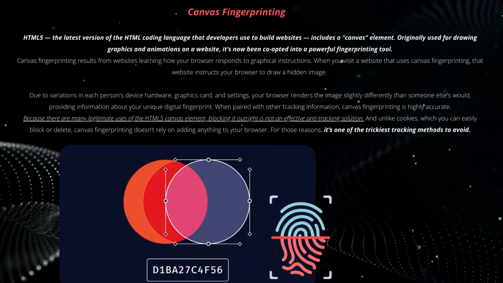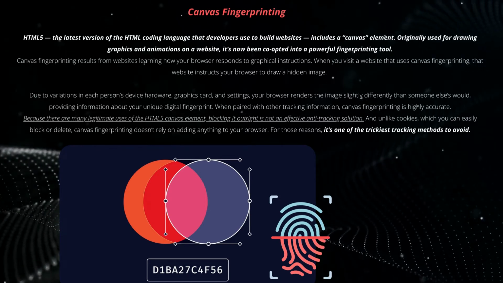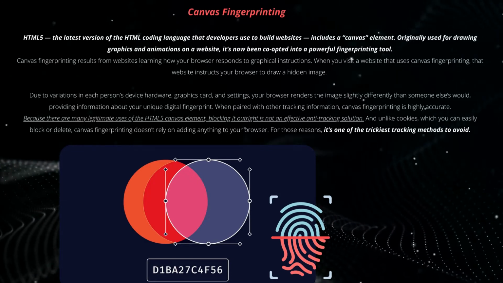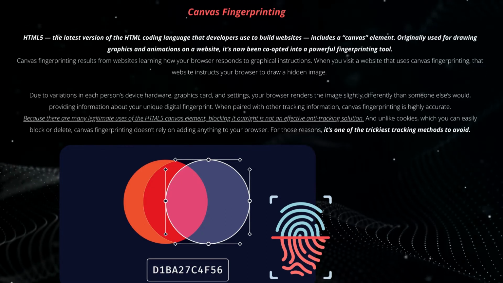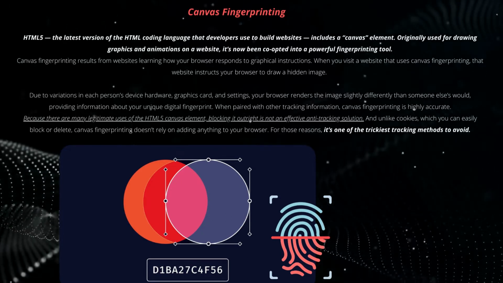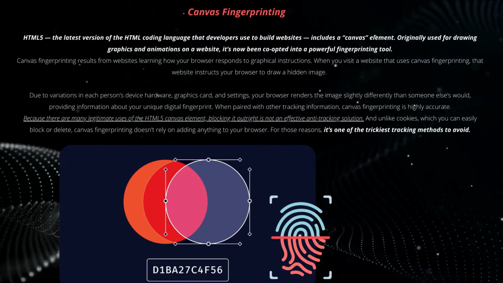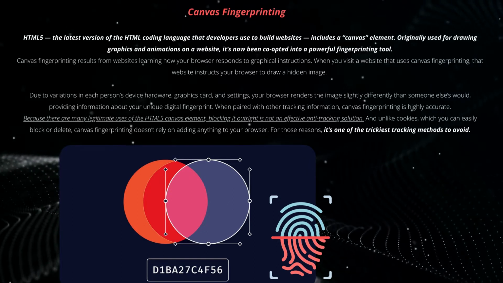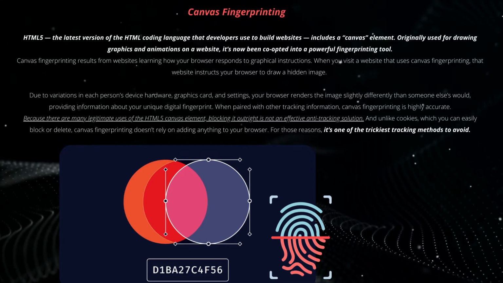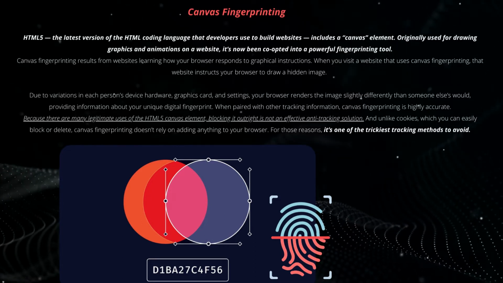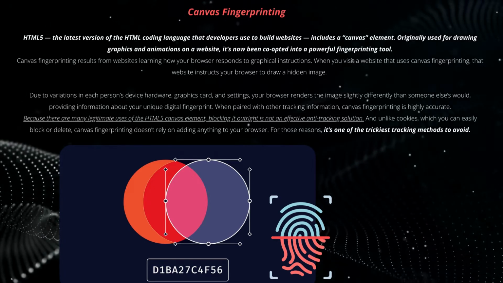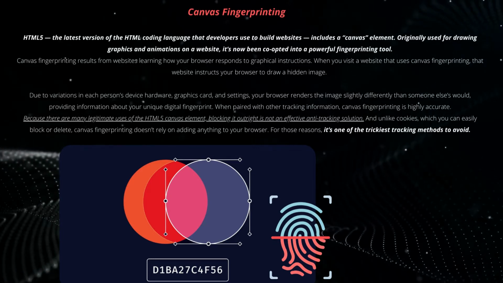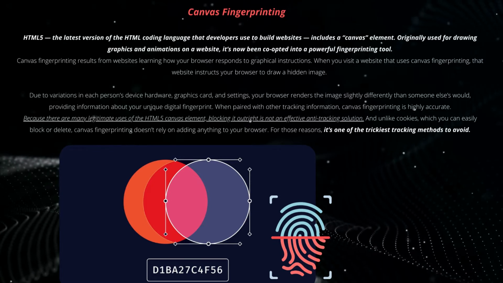HTML5, the latest version of HTML coding language that developers use to build websites, includes a canvas element, originally used for drawing graphics and animations on a website. It's now been co-opted into a powerful fingerprinting tool. Canvas fingerprinting results from websites learning how your browser responds to graphical instructions. When you visit a website that uses canvas fingerprinting, that website instructs your browser to draw a hidden image. Due to variations in each person's device hardware, graphics card, and settings, your browser renders the image slightly differently than someone else's would, providing information about your unique digital fingerprint.